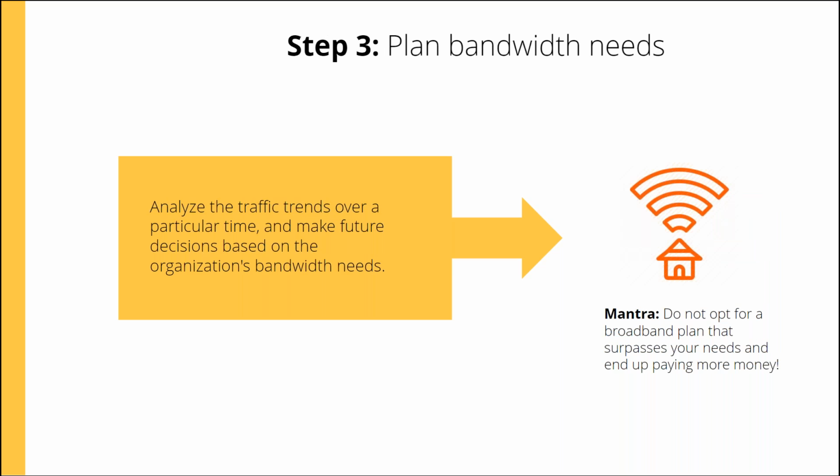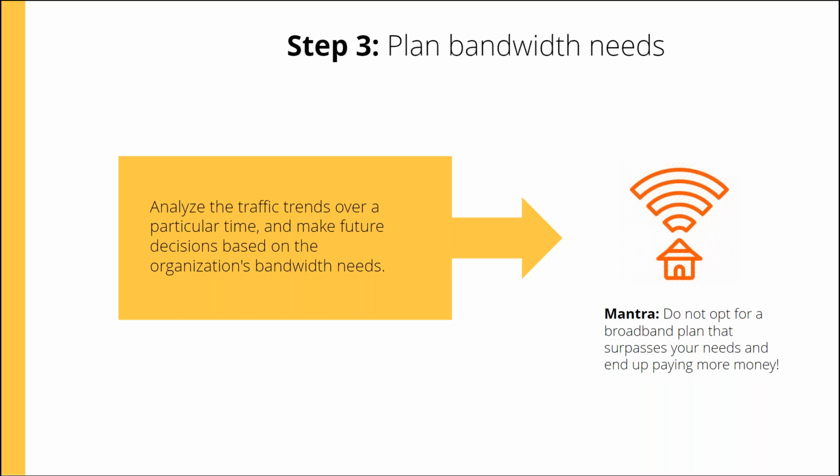Next, plan the bandwidth needs. So we need to analyze the traffic trends over a particular time and make future decisions based on the organization's capacity needs. For example, if you say that your organization is using 100 Mbps bandwidth, but from that, you are seeing that 80% is being used for your business critical applications and 20% is being used for entertainment and social networking.